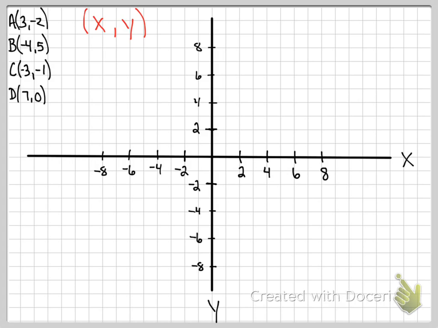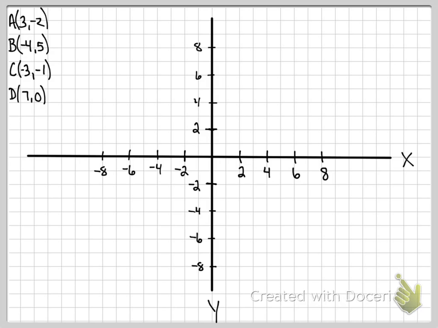So the first number tells me where do I go on the x-axis, and the second number tells me which way do I go on the y-axis. All right, so take a minute to write down these 4 ordered pairs. The first number is the x value, and the second number is the y value. Okay, so here's what we do. Now we're going to plot these points on our graph.